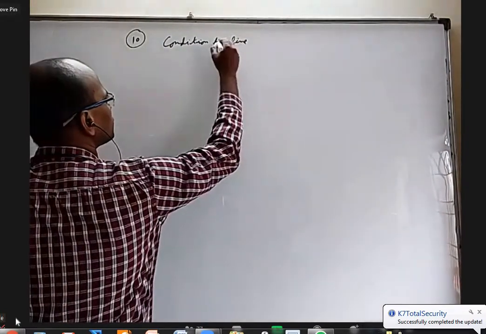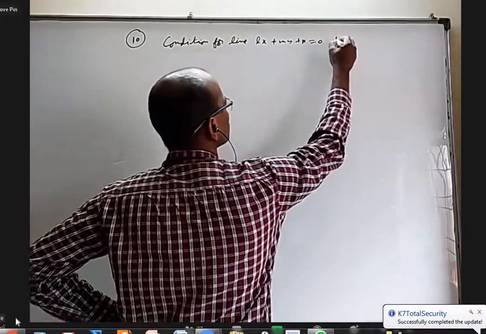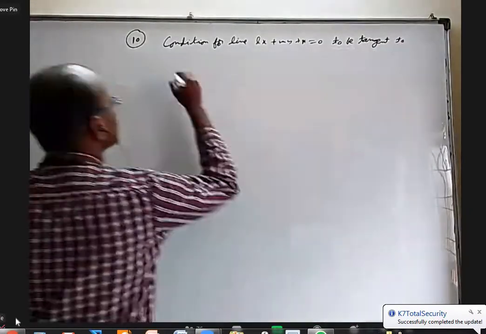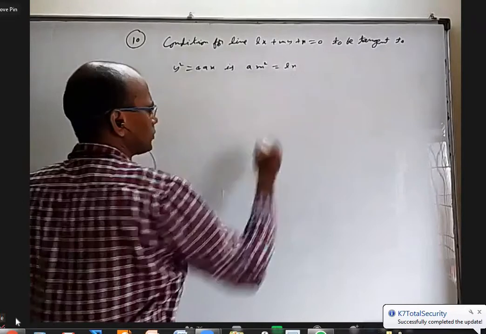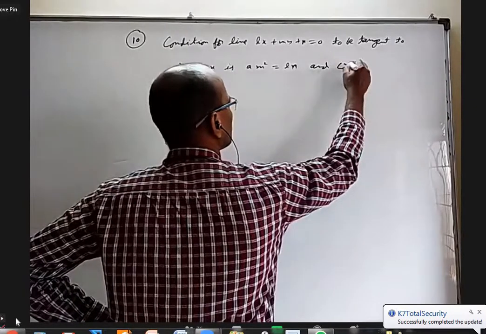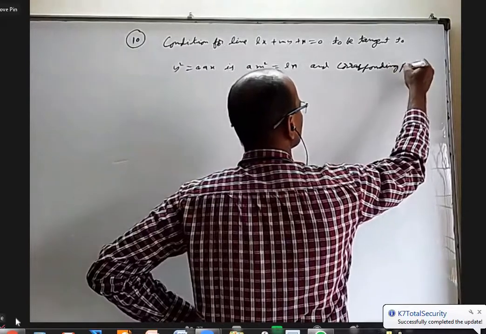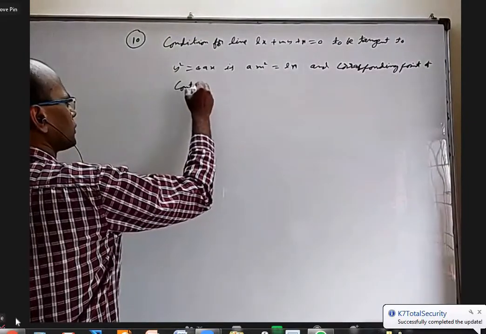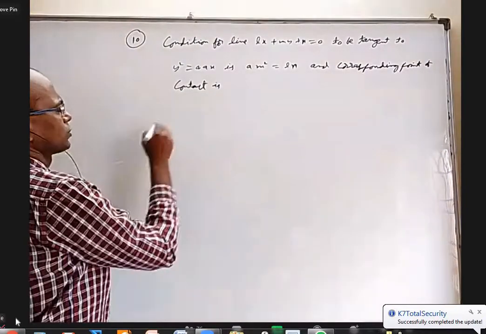Condition for the line lx plus my plus n equal to 0 to be tangent to y square equal to 4ax is am square equal to ln. And the corresponding point of contact is, I have to derive it. So first I'll derive it, then I'll write it.